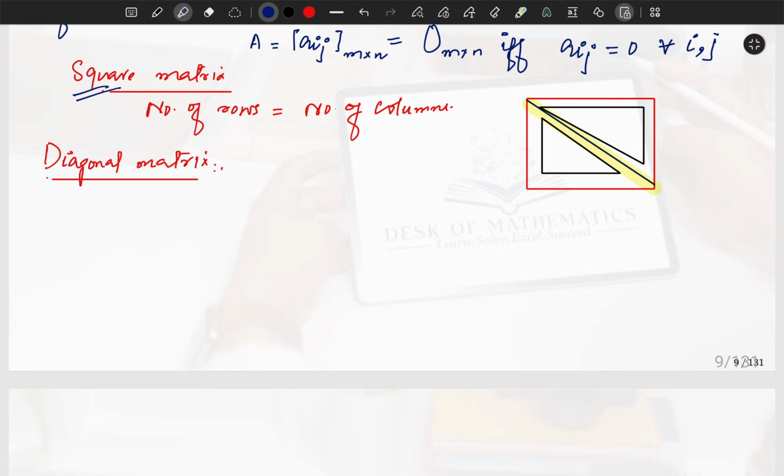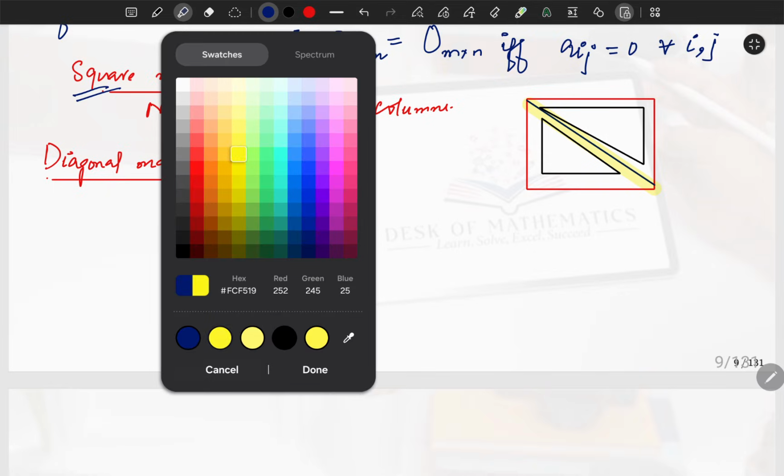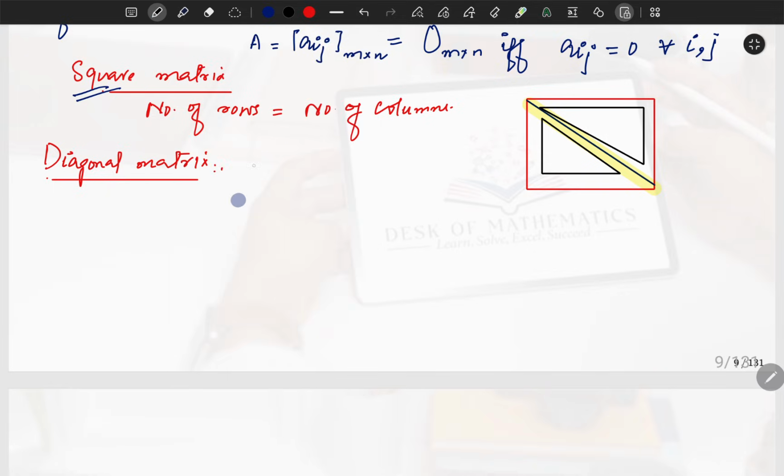So then we will say this is a diagonal matrix. So if you have the general form, as you know, we have the general form of the matrix in this way. So A is equal to A11, A12. Okay, note it, we are talking about the square matrix.